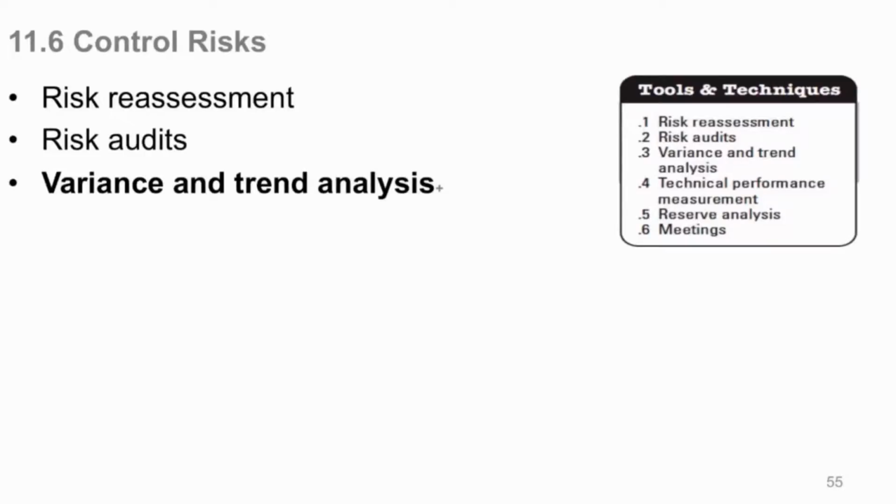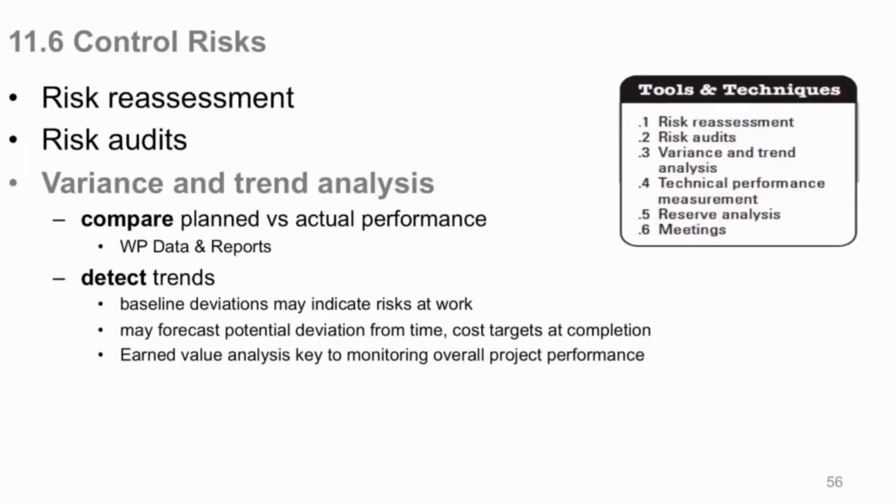Variance and trend analyses is another tool and technique. Again, we're talking about forecasting and things like this, trending. Here's where you would compare your plan versus your actual performance, and you would prepare work performance data and reports relative to what's happening with risk affecting your plan and actual performance. Detecting trends, baseline deviations, like I was showing you over here, your cost goes up. It may indicate that there are risks at work in there. What are they? Are they new risks, where we go back into risk reassessment, add new risk, or is this risk changing? What do you want to do?